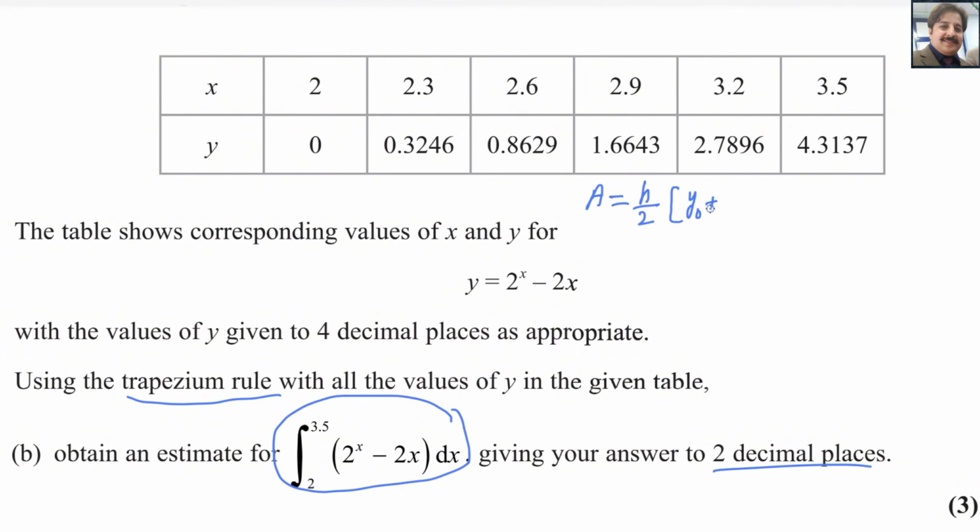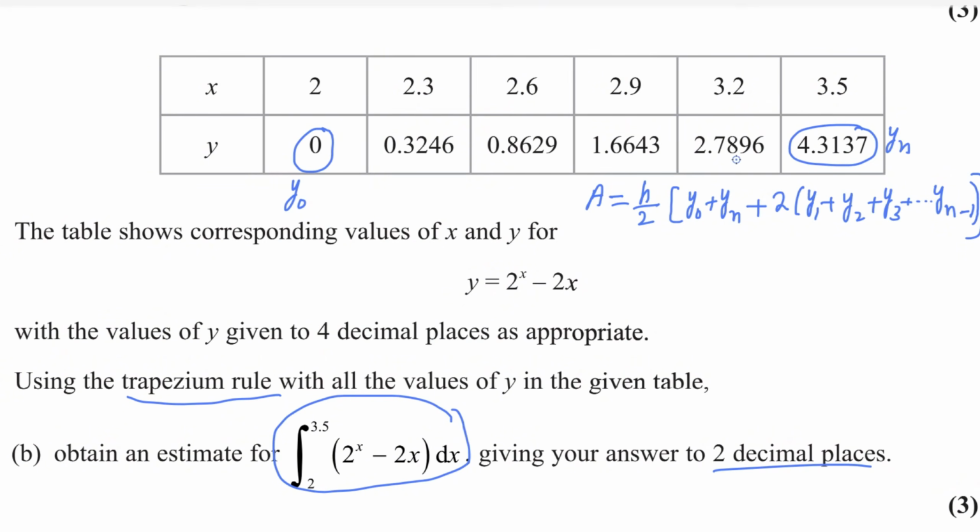y naught plus yn plus 2 times y1 plus y2 plus y3, and it continues, and the last one will be the second last value, yn minus 1. Let me tell you here, this one is in the table. This is y naught, the last value is yn, and what about h? The middle values are y1, y2, y3, and this value will be yn minus 1.